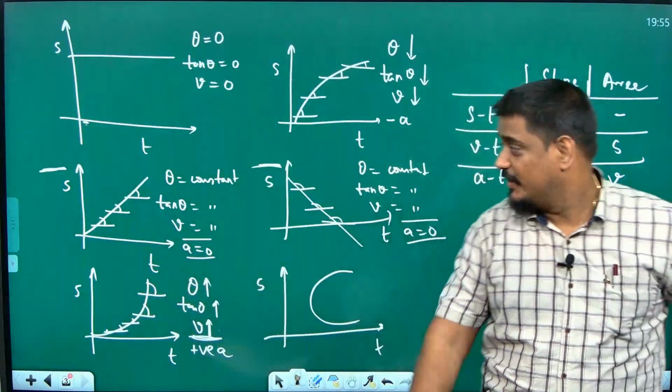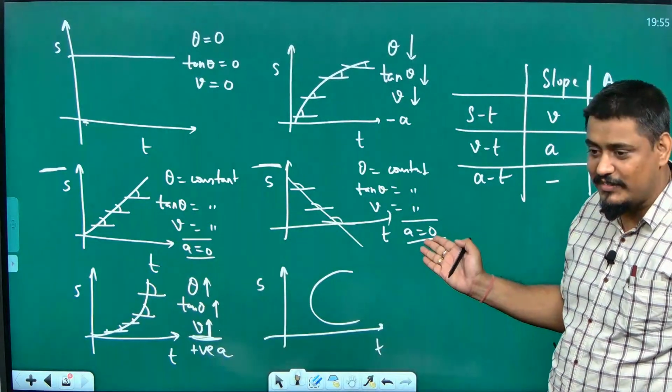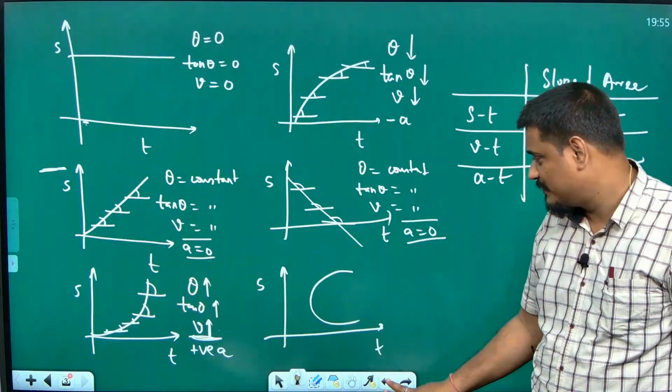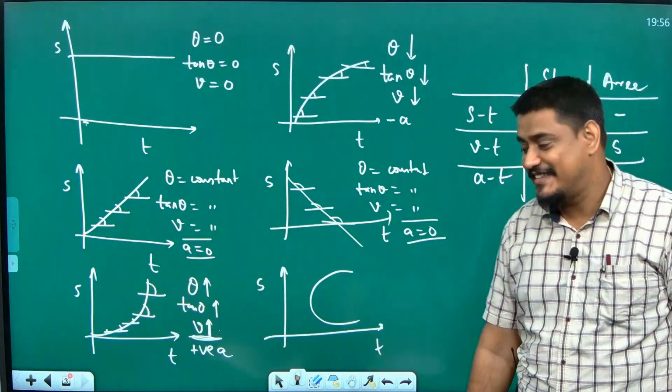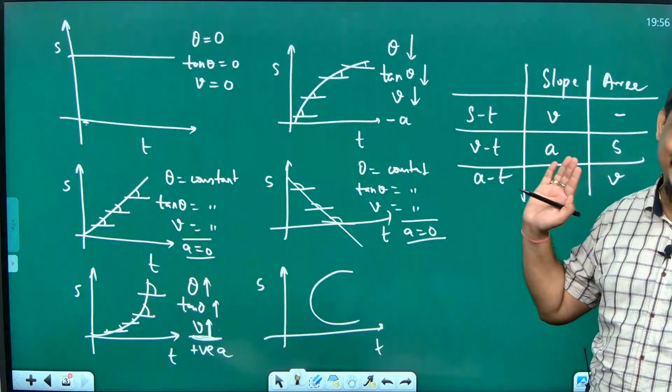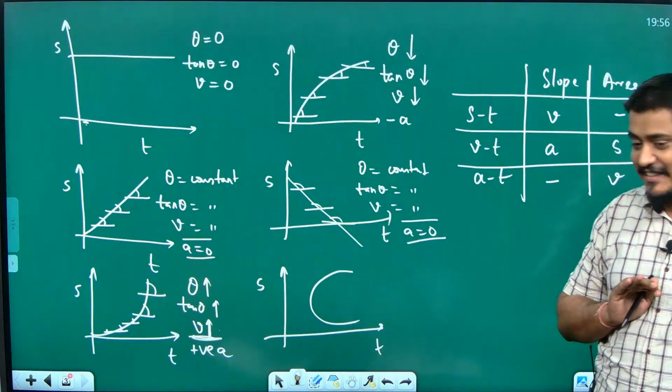No, sir. Uniform? Deceleration. I told you acceleration is 0, man. Then how will deceleration come? Decreasing, sir. What decreasing? Acceleration. I said acceleration is 0. End of story of acceleration. The displacement is decreasing with time.